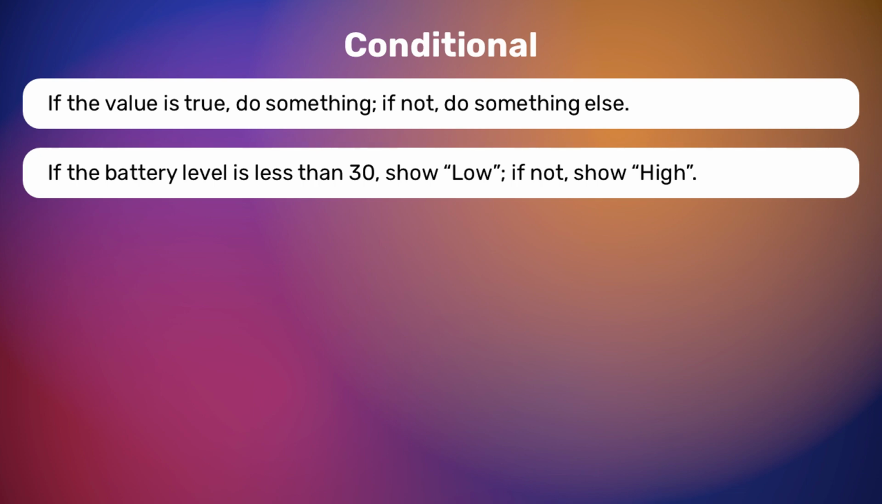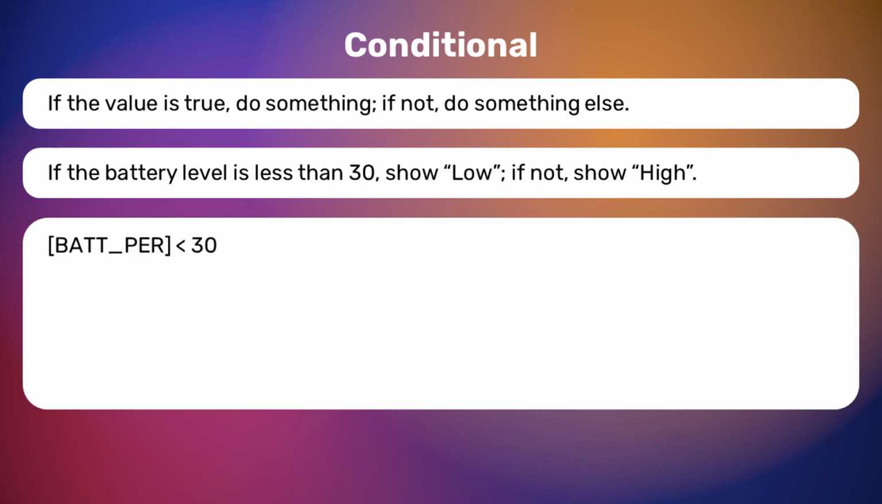First, we need the condition. We already know how to check if the battery level is under a number, like this. Next, we add a question mark, like a question: is the battery level under 30? Then we add the answer if the condition is true. In this case, if it is true, we want to return low, so we type low. As you can see, the word is between quotes. This happens because texts are strings, and strings must be between quotes.